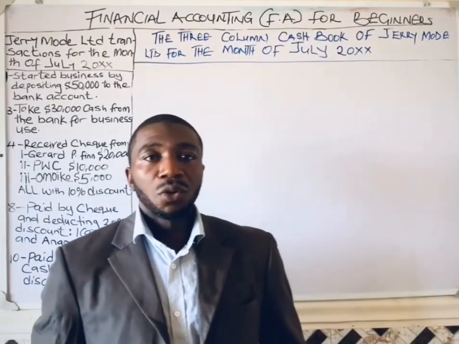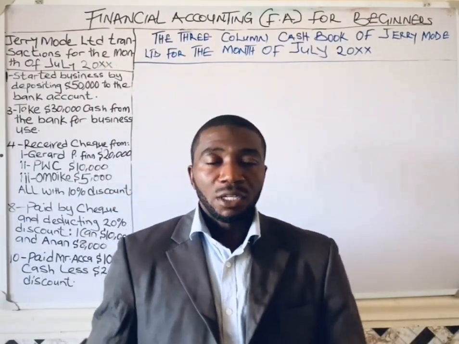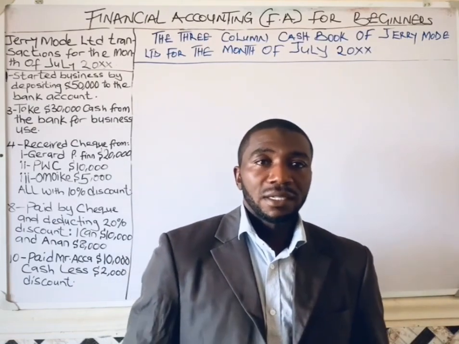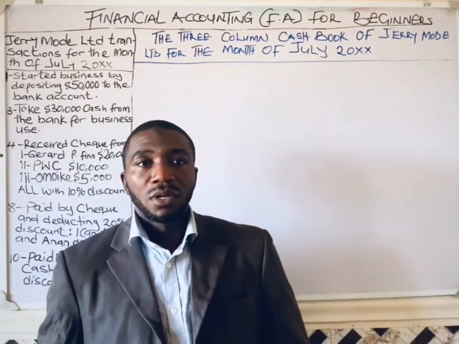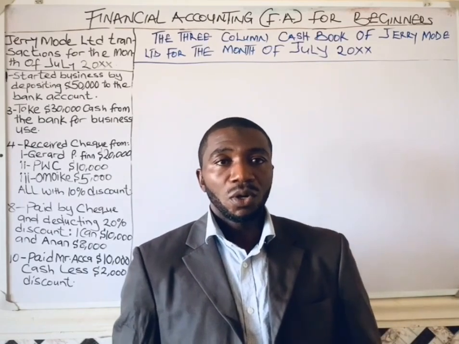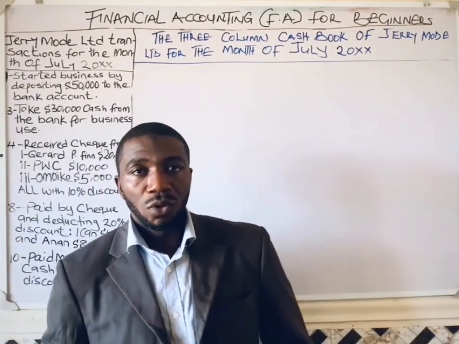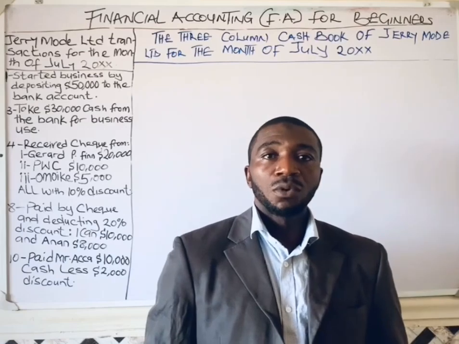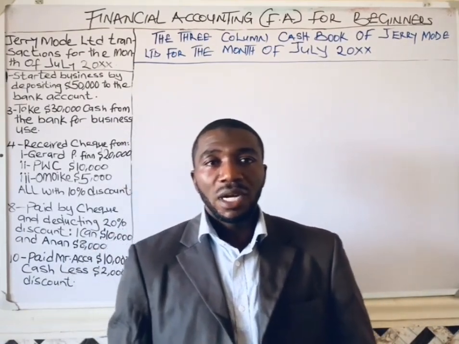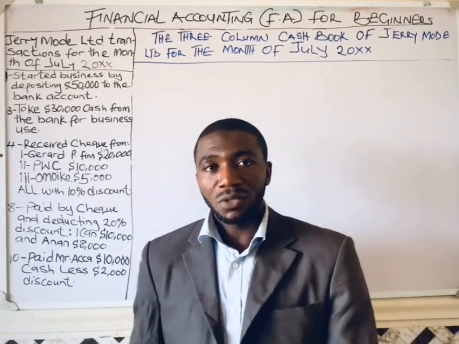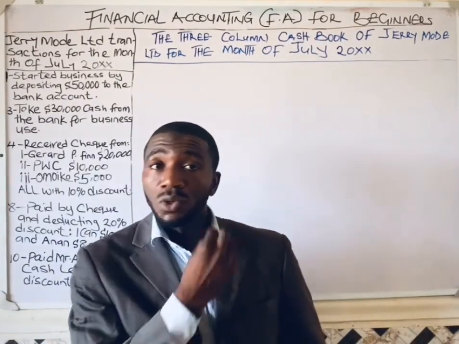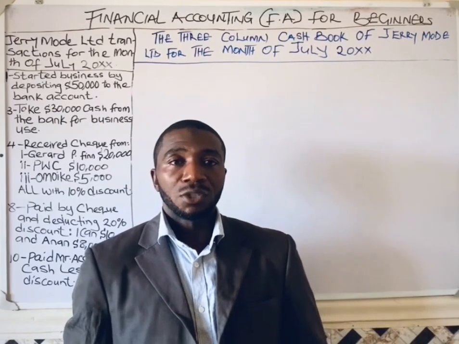In our last lecture, we gave an introduction to the cash book, where we looked at the meaning of the cash book. We also looked at the types of cash book: the single column, the two column or double column, and the three column or triple column cash book. We also looked at some working examples of transactions of the two column cash book. And today we're going to look at the three column cash book.